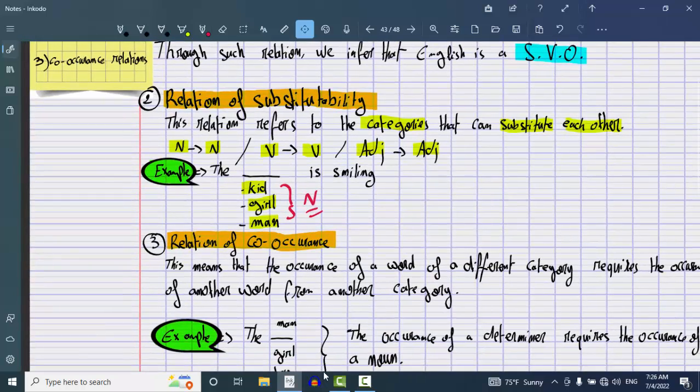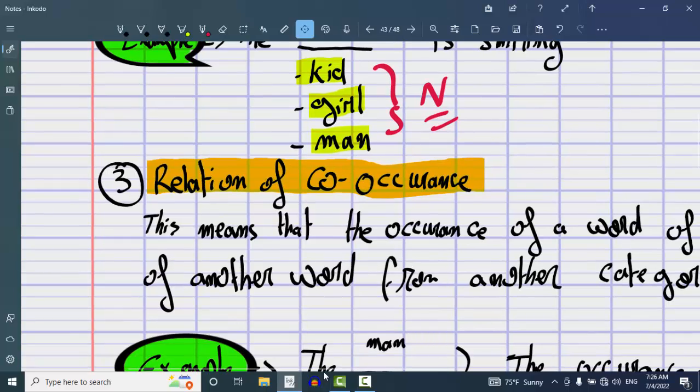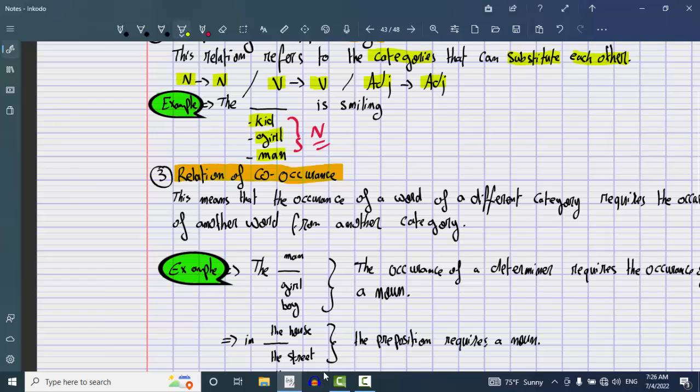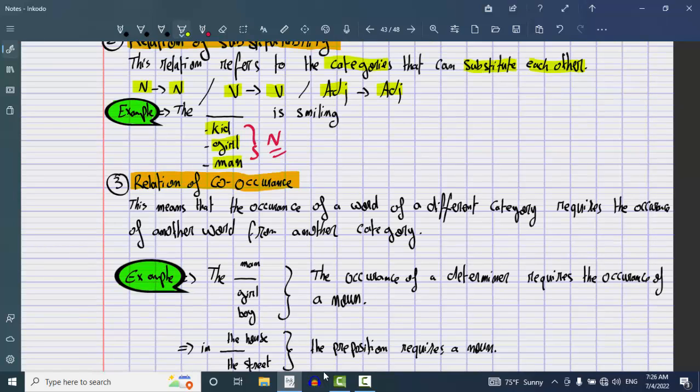The third relation is the relation of co-occurrence. What do we mean by the relation of co-occurrence? This means the occurrence of a word of a different category requires the occurrence of another word from another category.